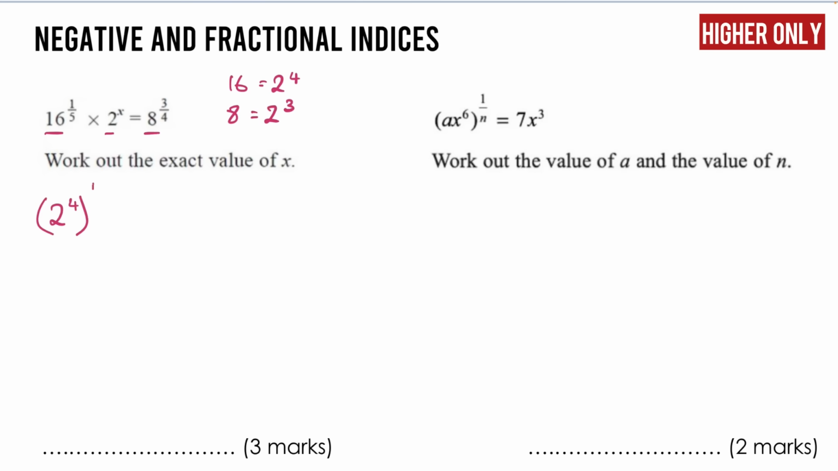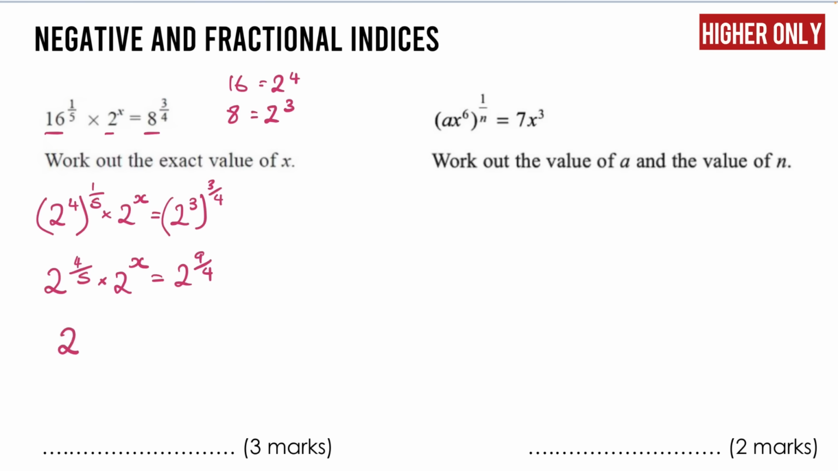So that's 2 to the power of 4 to the power of a fifth, times 2 to the power of x, which is already a base of 2, and then we have 2 cubed, which is to the power of 3/4. Now powers in brackets just get multiplied, so 4 times 1/5 is 4/5. The 2 is just to the power of x, and 3 times 3/4 is 9/4, so 2 to the power of 9/4. So although the powers look more complex, we can just apply our normal laws of indices.